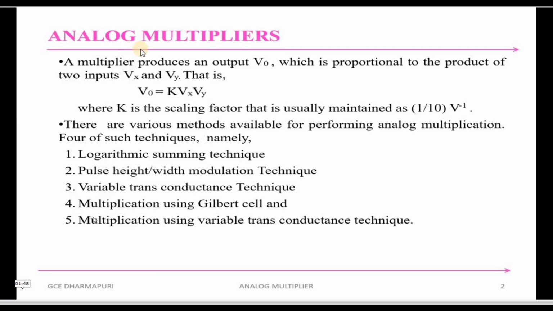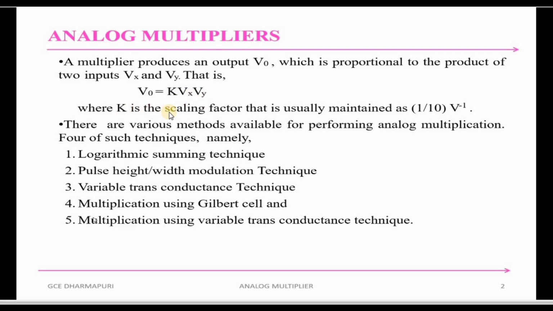So let us discuss analog multipliers. Basically, the analog multiplier IC number is AD633. Followed by this video, we are going to discuss the applications of analog multipliers. This multiplier will produce an output V0, which is proportional to the product of the two inputs Vx and Vy. So we can write V0 is equal to K times Vx into Vy.